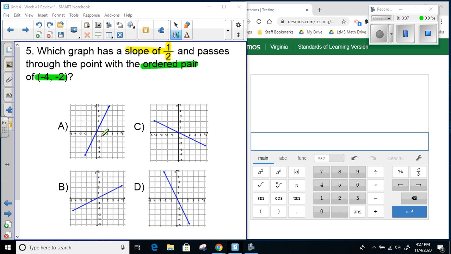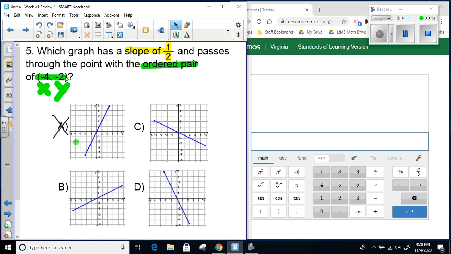So let's start there. From my origin to plot the point -4, -2, my x coordinate is -4. My y coordinate is -2. So I need to go left 4, since my x value is -4, and down 2. And that's where the point -4, -2 would be. Is that on this line for A? No. So A is a bad choice.